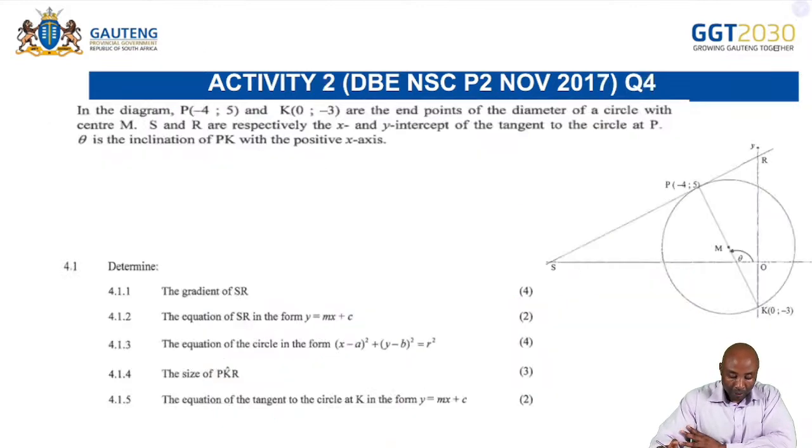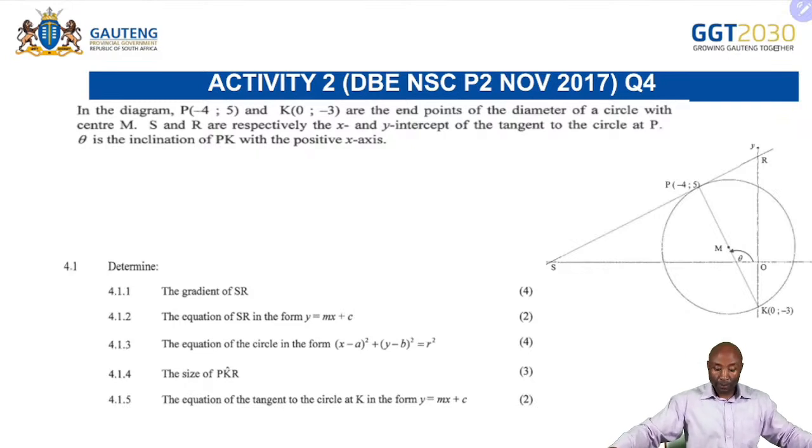We will move on to activity 2, where we are given a circle. I will give you 8 minutes to answer question 4.1. No, let me give you 10. We are able to answer these questions in 10 minutes. Let's answer the whole of 4.1 up to 4.15.